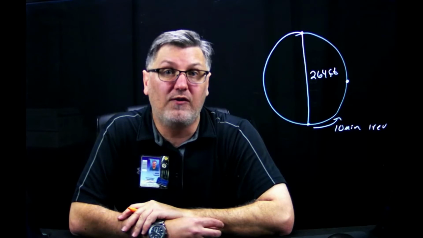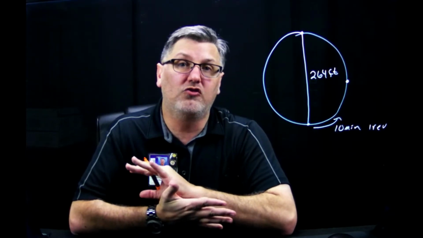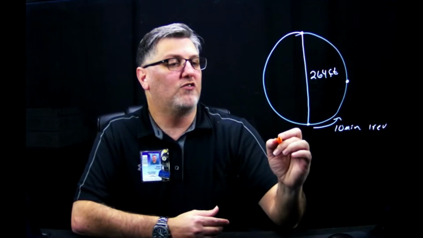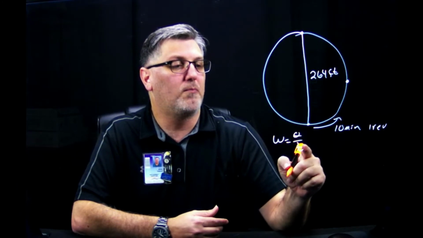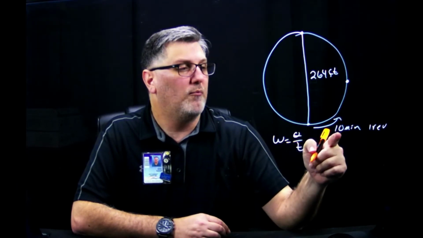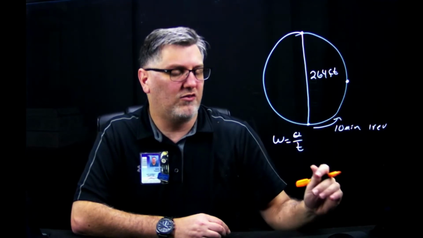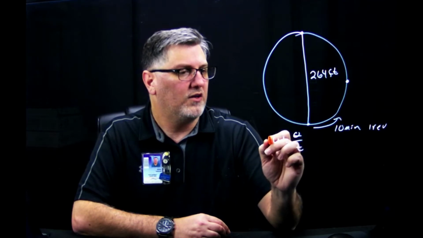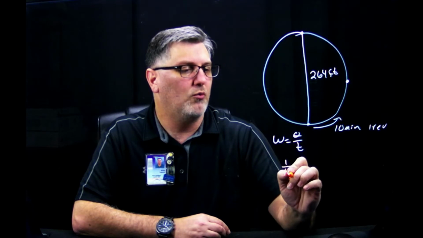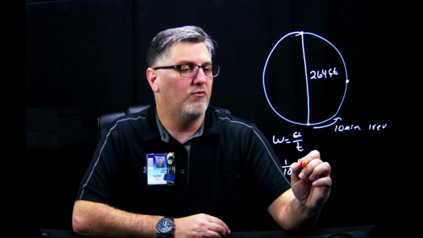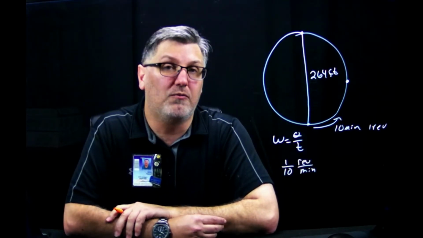The first thing I'm going to do is find the angular speed. What I need to do is find my revolutions per minute, and that's where omega equals theta over time. Every 10 minutes I have one revolution. So this is not omega yet, this is revolutions: we went 1/10 of the way for every minute, so 1/10 of a revolution per minute.